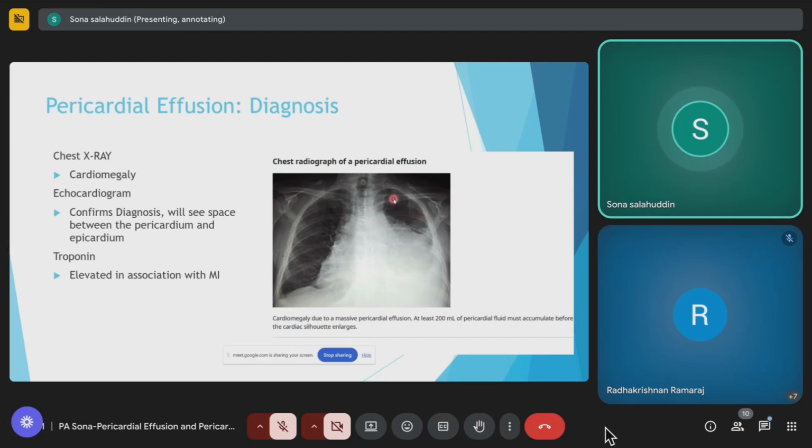And then on the chest X-ray, you'll see cardiomegaly. At least 100 milliliters of fluid has to accumulate before the silhouette enlarges on the chest X-ray.